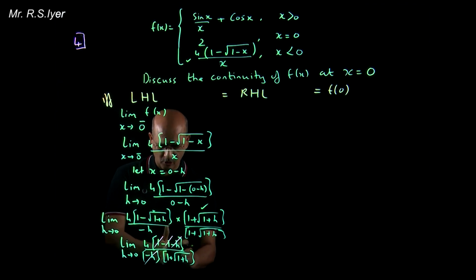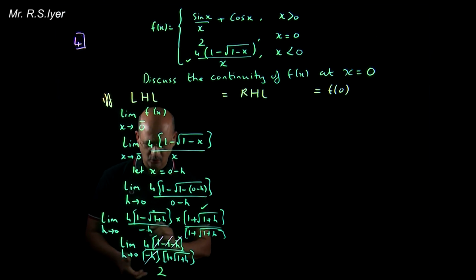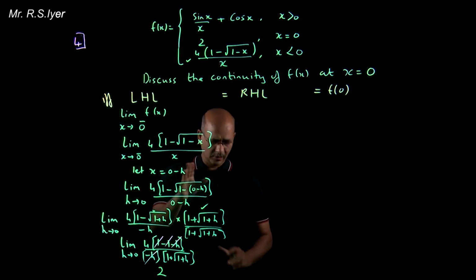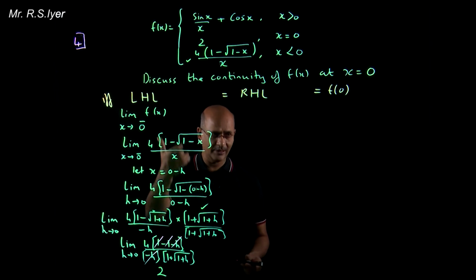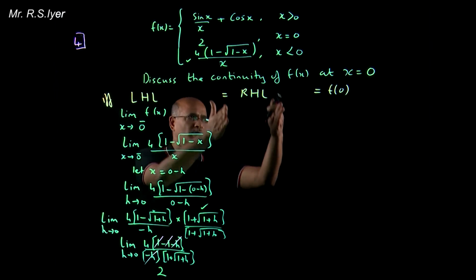Please try to work it on your own. That is 1 plus 0 is root of 1. 1 plus 1 is 2. So 4 upon 2 is 2. So this is the way of functioning with the left hand limit. So I got the left hand limit as 2. Now let us talk about the right hand limit.